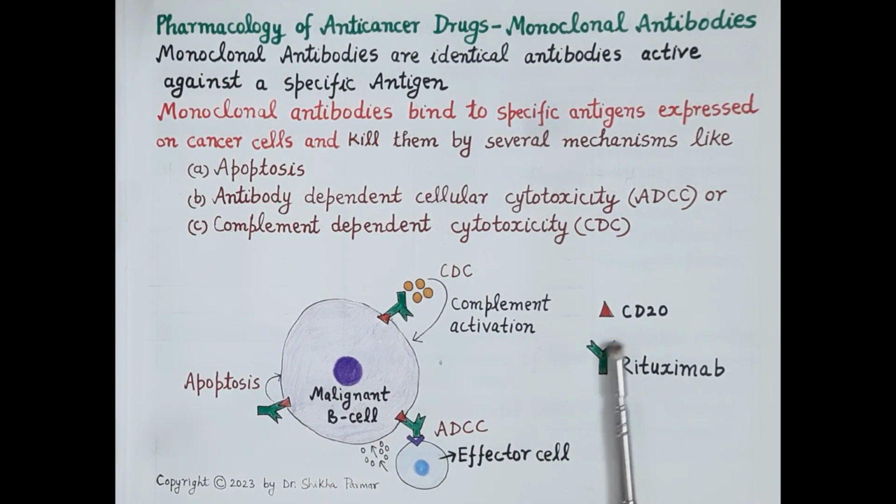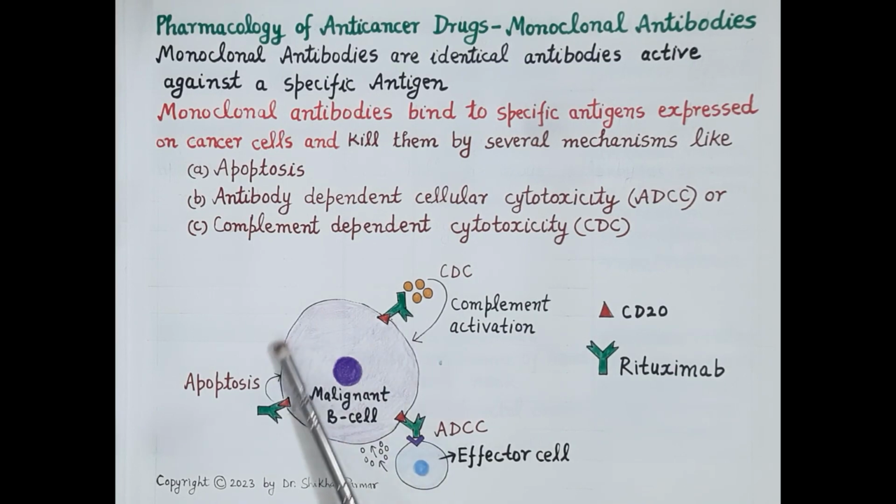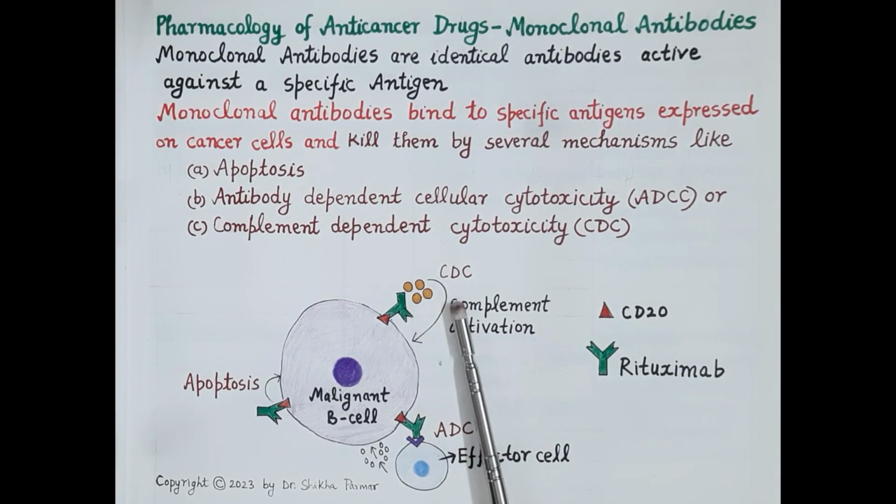Now, here CD20 are the specific unique antigens which are found on the surface of the malignant or cancerous B cell. Now, binding of monoclonal antibody rituximab to CD20 highlights this malignant B cell, and therefore this malignant or cancerous B cell is easily identified by the immune cells of the body and is killed primarily by three methods: apoptosis, then antibody dependent cellular cytotoxicity, that is ADCC, and complement dependent cytotoxicity, that is CDC.